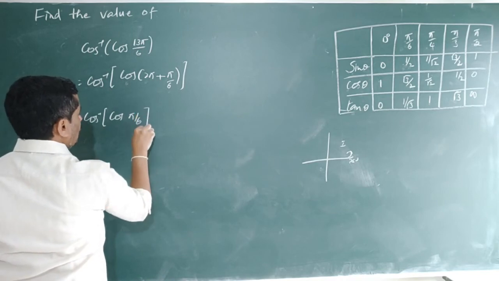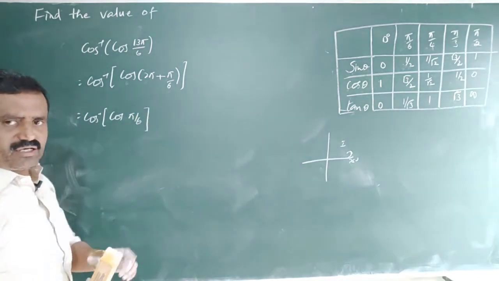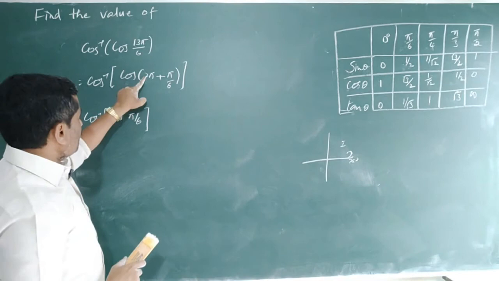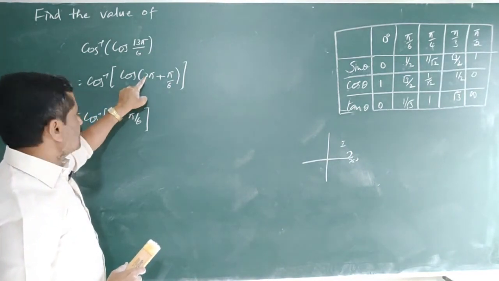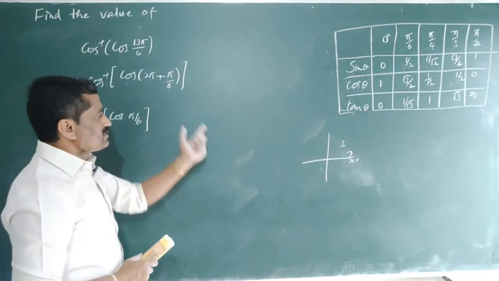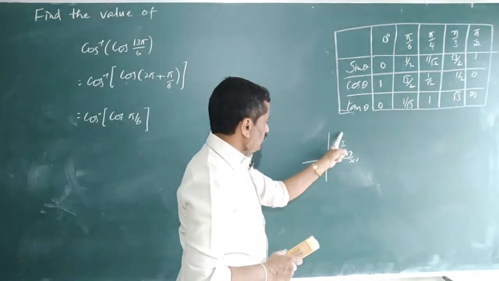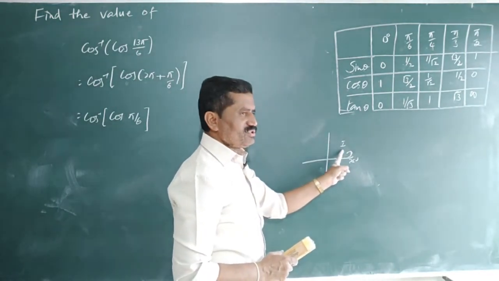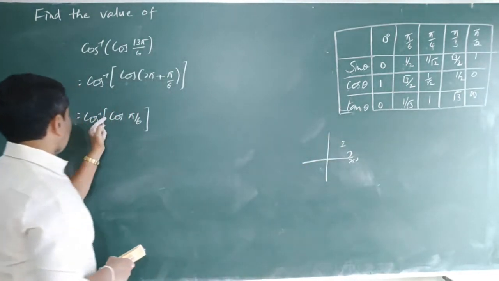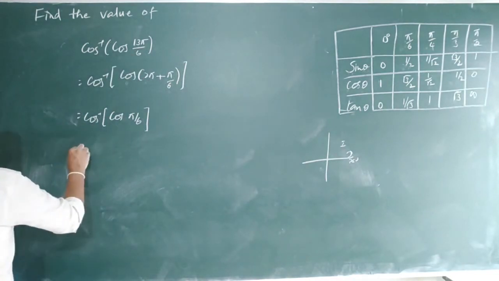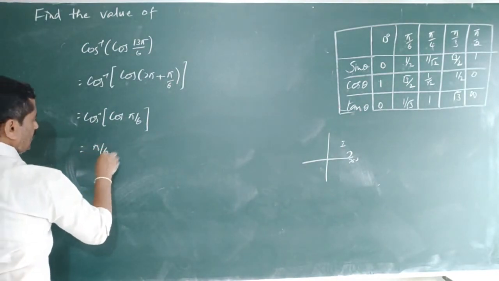Again dear children, don't get confused here. Cos 2 pi means 180 into 2, 360. Cos of 360 plus theta is in the first quadrant. In the first quadrant all ratios are positive, therefore it is a positive value. Again that is equal to pi by 6.